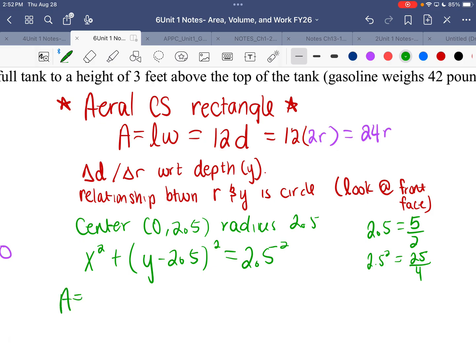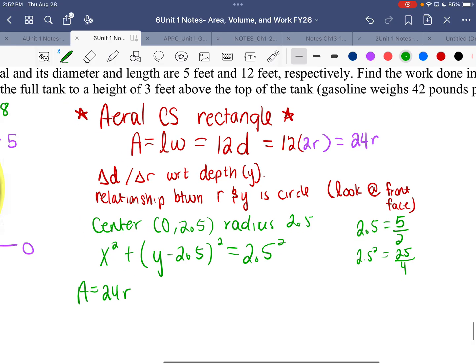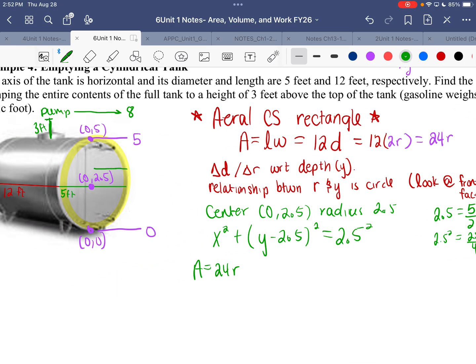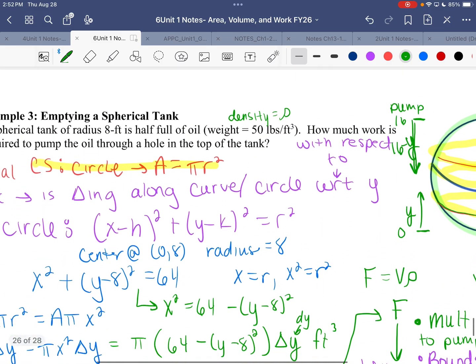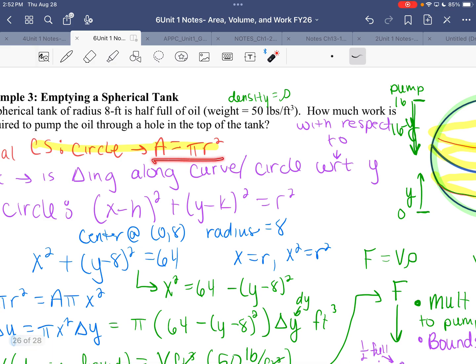Okay, so then looking at my area formula, my area formula is 24r. And we're saying that every point along this curve is some radius amount of this yellow circle. So do I need to solve for x or for x squared here? Let's look back at our area formula in the last problem. Pi r squared. So we solved for x squared because in the area problem, we needed pi r squared.